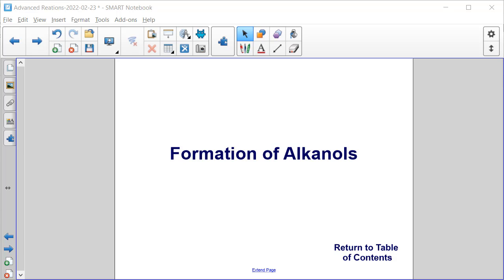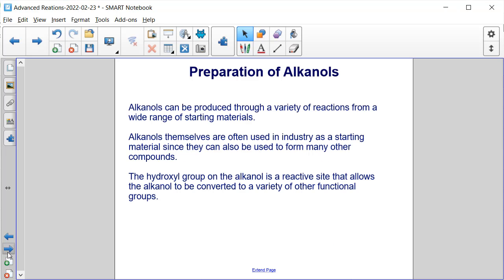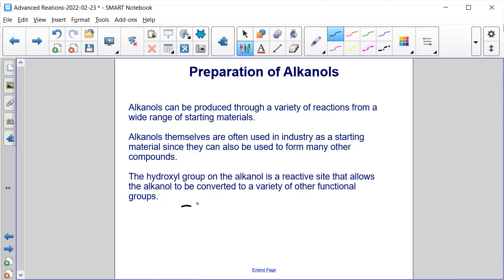In this section of our unit, we're going to discuss the formation of alkanols. Alkanols can be produced through a variety of reactions from a wide range of starting materials. Alkanols themselves are often used in industry as a starting material since they can also be used to form many other compounds. The hydroxyl group, remember from your naming organic compounds, the hydroxyl group is the OH group.